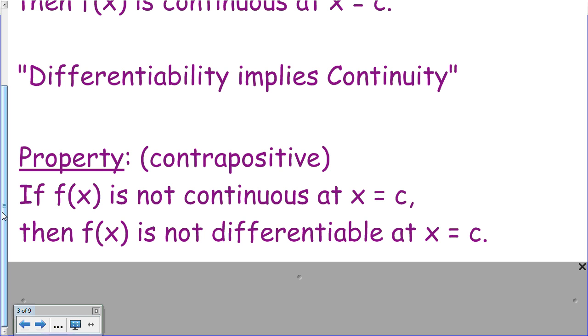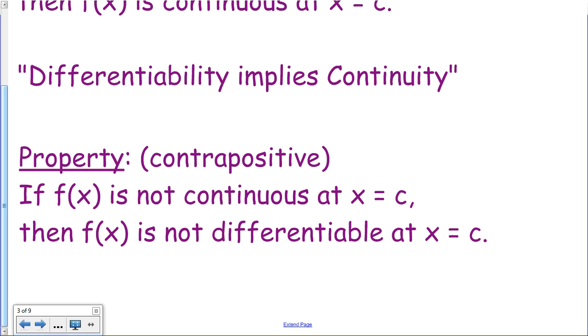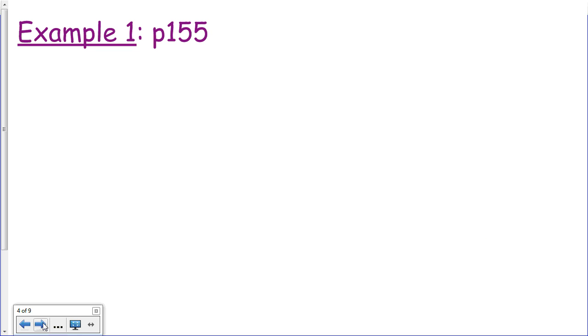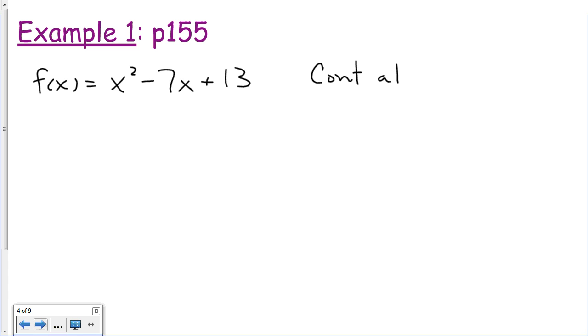Okay? So let's see if we can use these two properties to help us answer a few questions. Let's take a look at example 1 there on page 155. It says, prove that f of x, let me write down this function here, f of x is equal to x squared minus 7x plus 13. And they want us to prove that it's continuous at x equals 4. Is it continuous there at x equals 4 is really the question we want to answer. They said prove that it is, so it must obviously be continuous. We just are going to prove it.